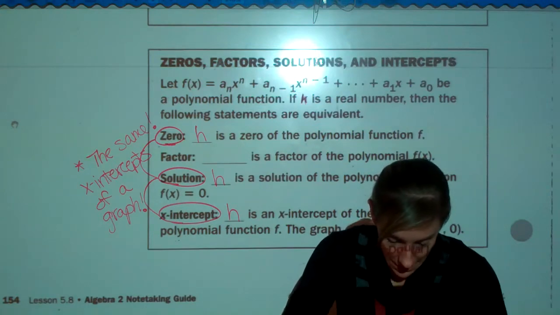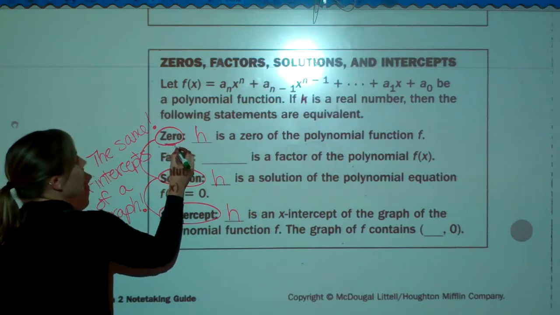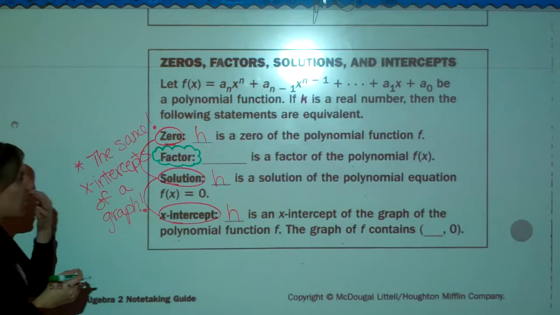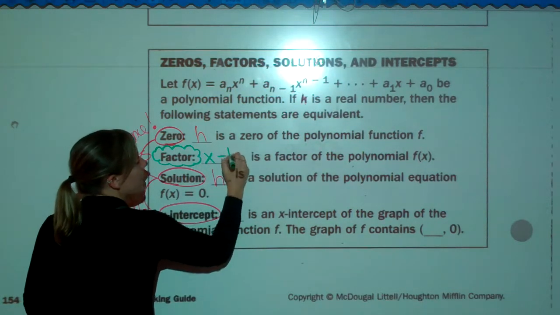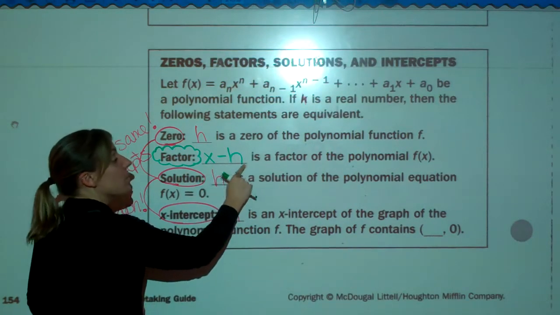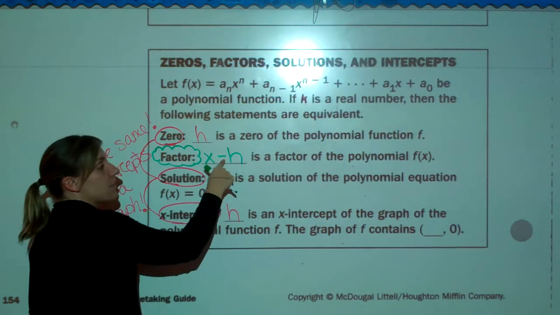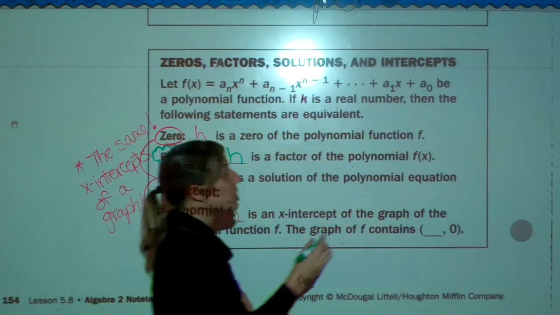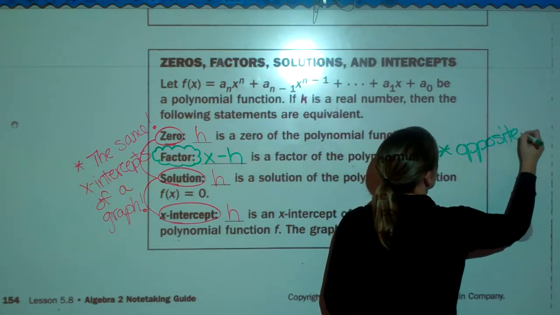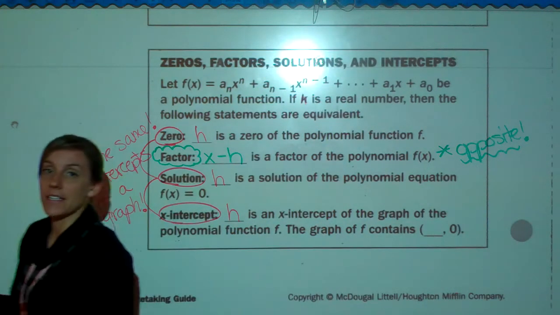Factor is where it changes. Factor is where we have the opposite. So you want to make sure that factor, you realize, is the opposite, so it's x minus h. Not only do you throw an x in there, but you also do the opposite. So if this is positive, you make this minus. If this is negative, you actually make that plus, okay? So this one is the opposite. It is different than the others, okay? All of these other words mean the exact same thing.